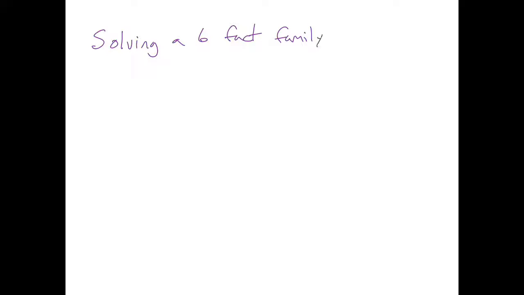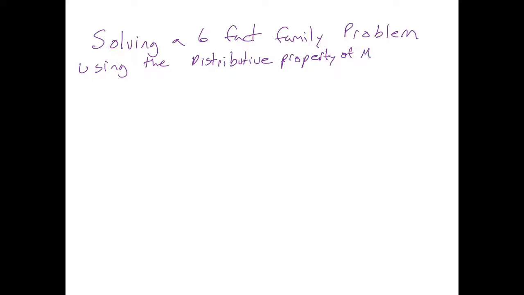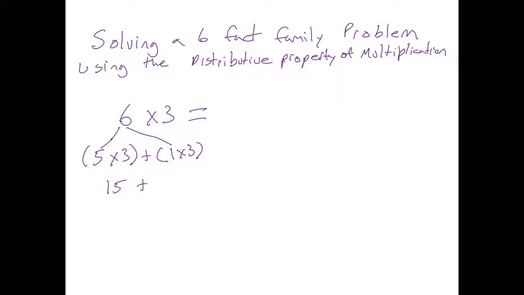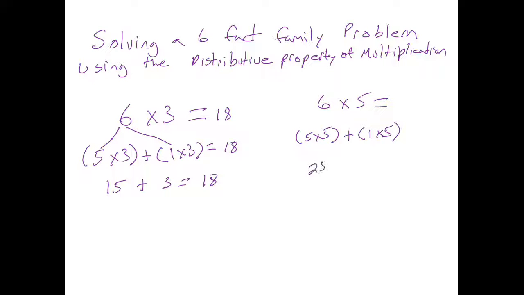Next up, we're going to cover solving a 6-fact family problem using the distributive property of multiplication, which is what we were practicing all last week. Our first example is 6 times 3. We're going to take that 6 and break it into a 5 and a 3. Now you see I've added brackets there, which is 15 plus 3. You want to go ahead and add, which is 18. So 6 times 3 is 18.